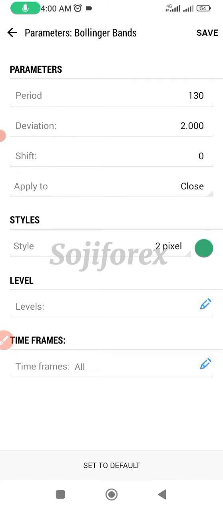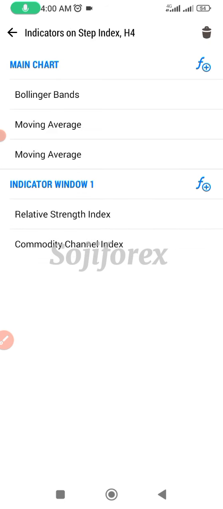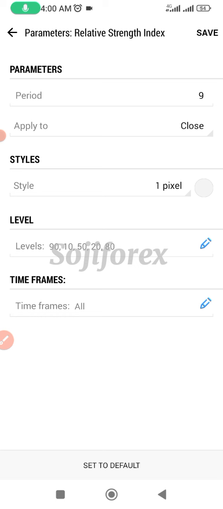The first indicator is Bollinger Band. The period is 130. Deviation is 2.0. You apply to close. Then a moving average with period 25, method exponential, apply to close. Another moving average with period 10, method exponential again, apply to close. And then we have our relative strength index.